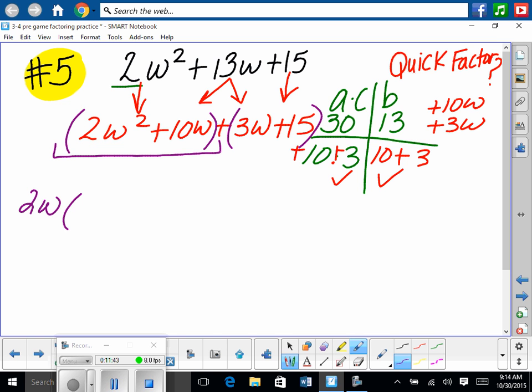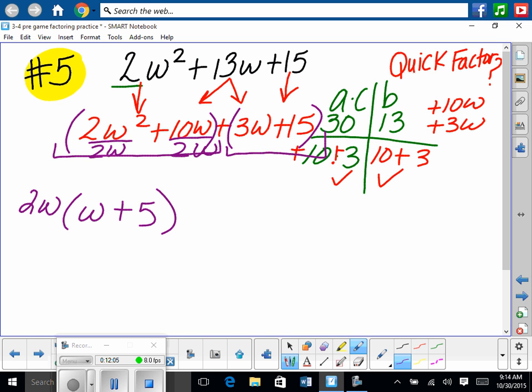Now everybody pay close attention. If you don't know, go back and divide each term by what you factored out. 2 divided by 2 is gone. W squared divided by w is w. Positive 10w divided by 2w is plus 5. Is everybody good with that? Now I'm going to ignore that for a second and move on to my next group.